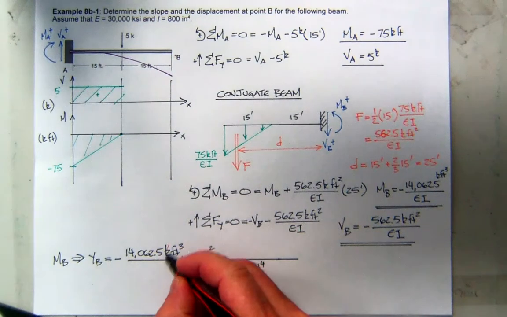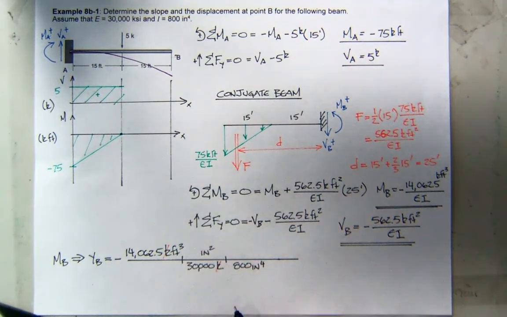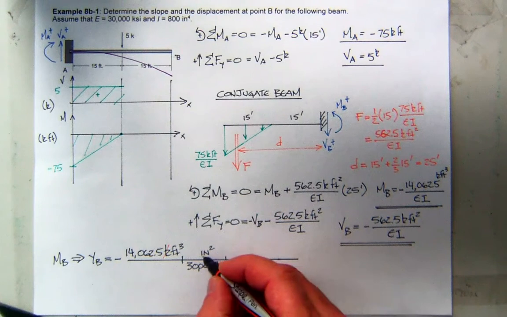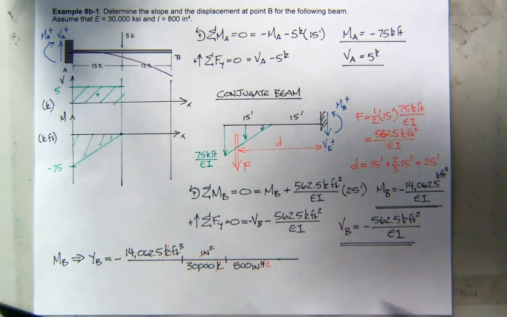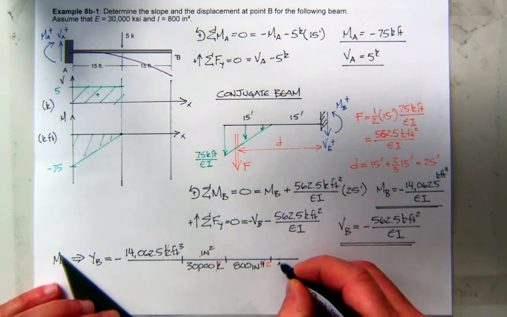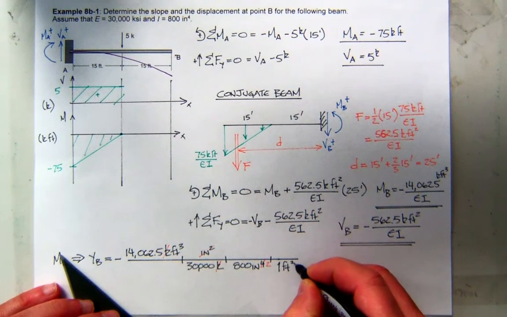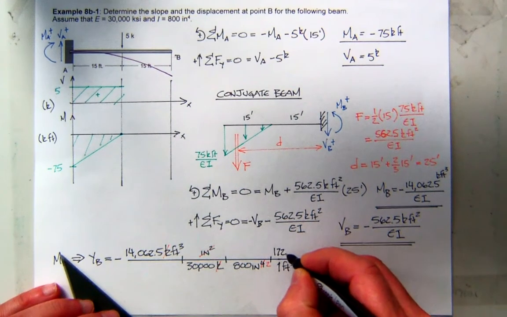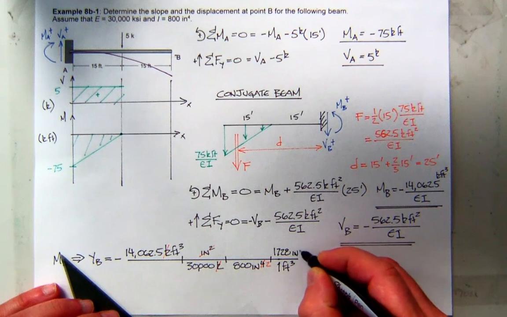It looks like my kips cancel. This makes that a 2. So it looks like I've got cubic feet over cubic inches. No, I did something wrong. No, that's right. Cubic feet over square inches. So I'm going to convert to cubic feet. So I know that 1 foot cubed is 1,728 inches cubed.